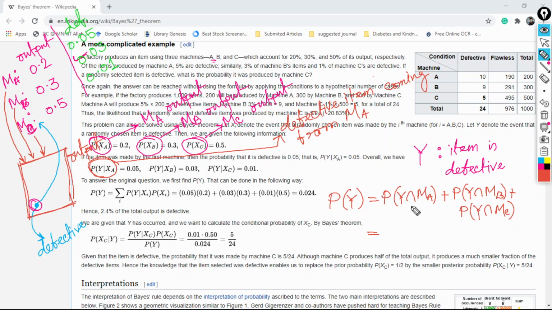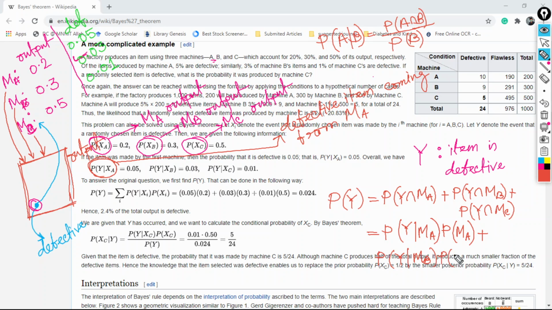Now here I am applying conditional probability. You have already seen the definition: probability of A given B means probability of A intersection B divided by probability of B. I'm multiplying this both sides. This means the probability our product is defective and coming from machine A is probability of Y given A times probability of machine A. Similarly, probability of the product being defective and coming from machine B is probability of Y given B times probability of machine B. And the probability our product is defective and coming from machine C.